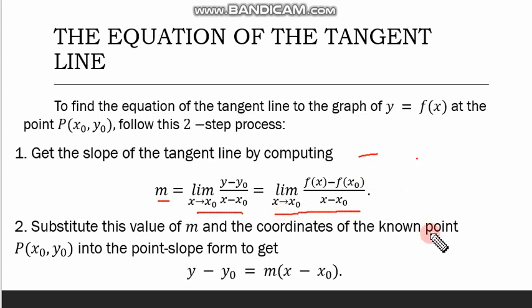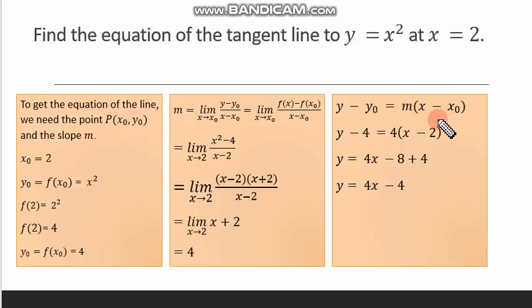That's the first step. The second step is to substitute the value of the slope, or m, and the coordinates of the known point, x sub 0 and y sub 0, at a point P on our point-slope form to get the equation of the tangent line. So the point-slope form is y minus y sub 0 is equal to m times the quantity of x minus x sub 0.